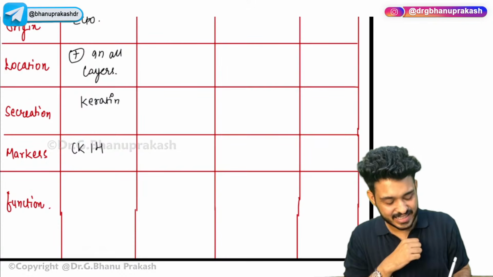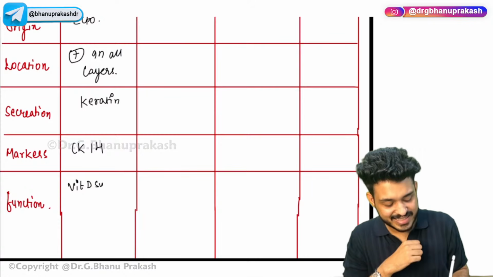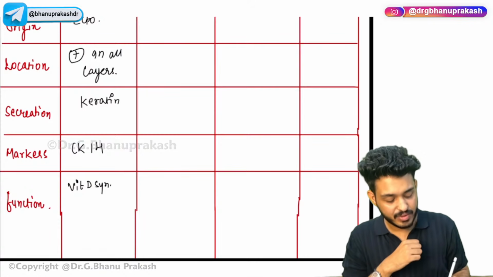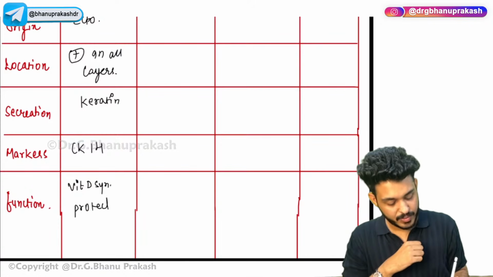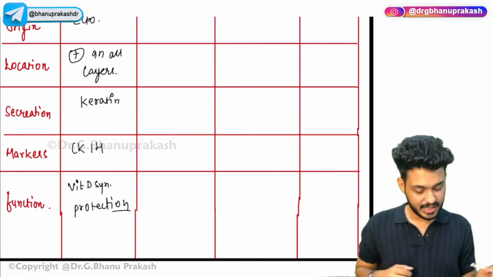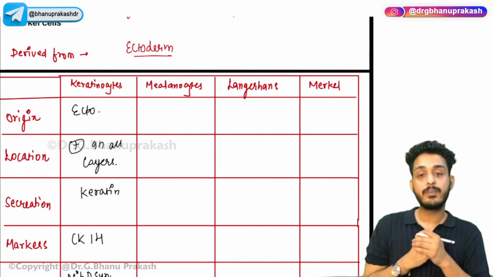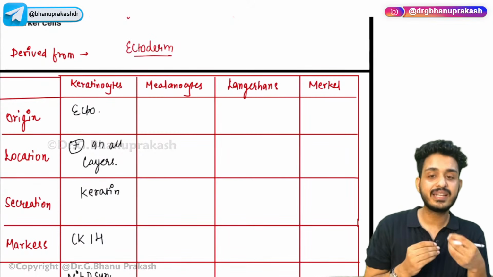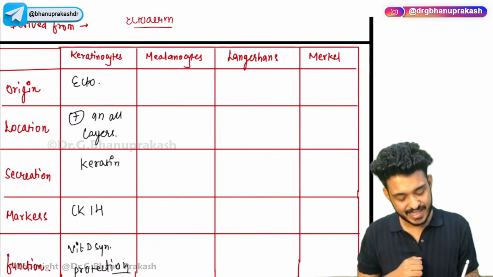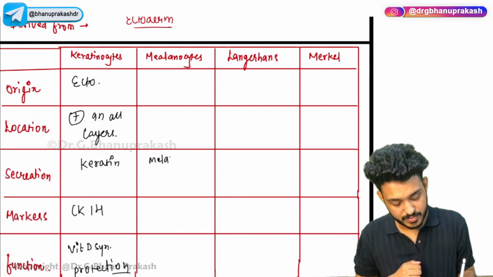Okay, what are the functions? We have already discussed. First function, that is vitamin D synthesis. Second function, it would be providing protection. Very good, Sneha, Kushalya, right? Next thing is your melanocyte. Melanocyte will be secreting what? Melanocyte will be secreting melanosomes.